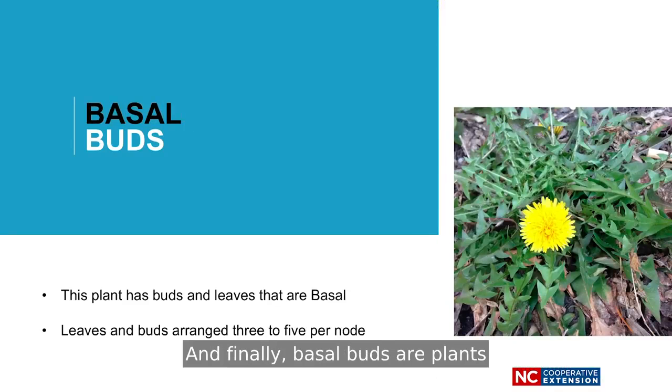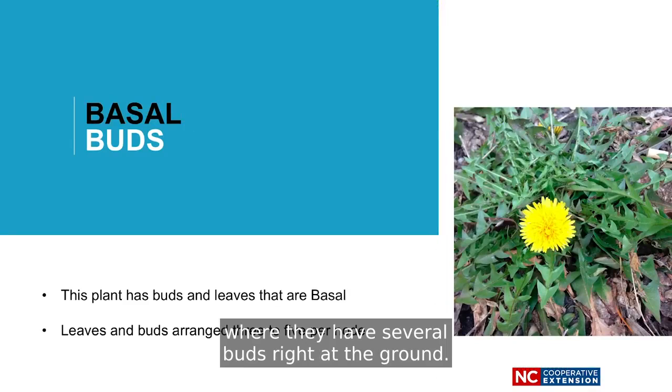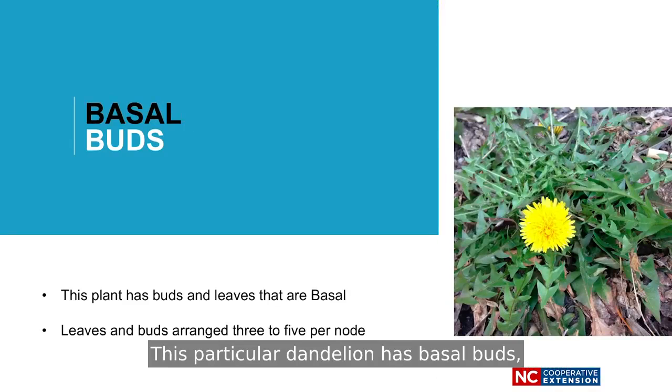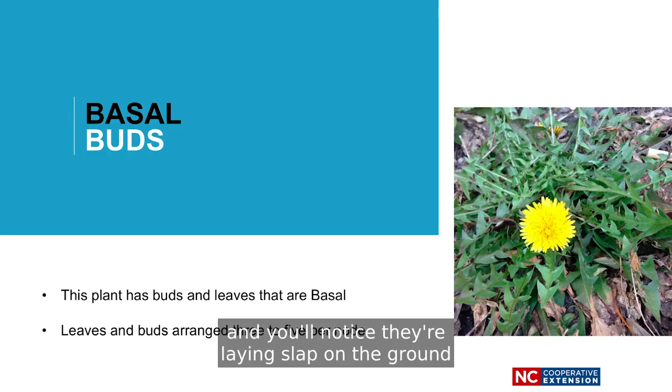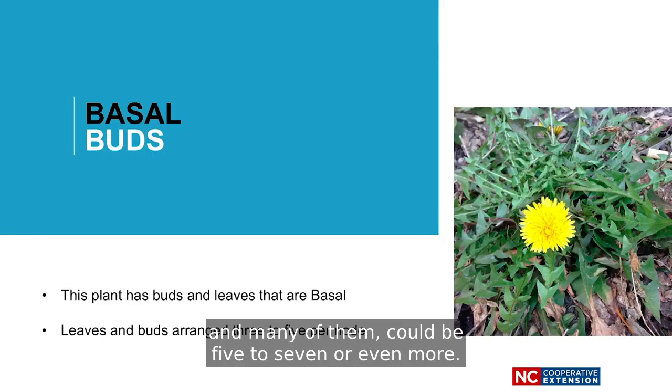And finally, basal buds are plants where they have several buds right at the ground. This particular dandelion has basal buds, and you'll notice they're laying slap on the ground at the crown. And so those buds are very tiny and they're compact, and many of them could be 5 to 7 or even more.